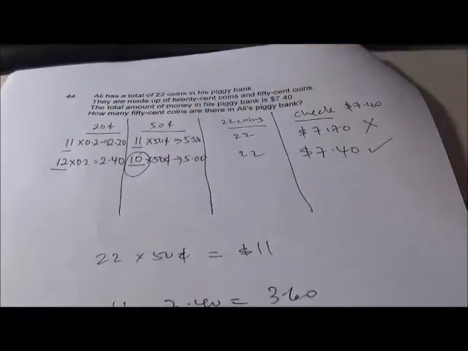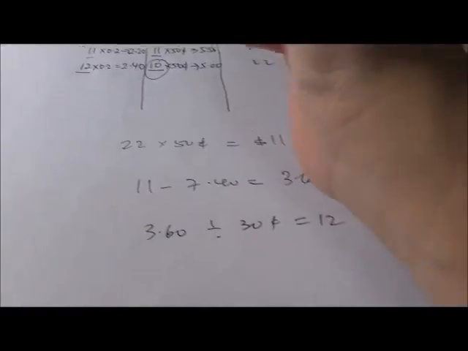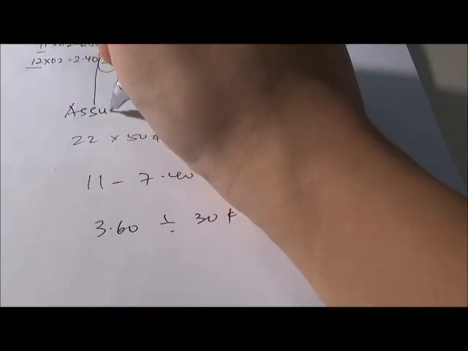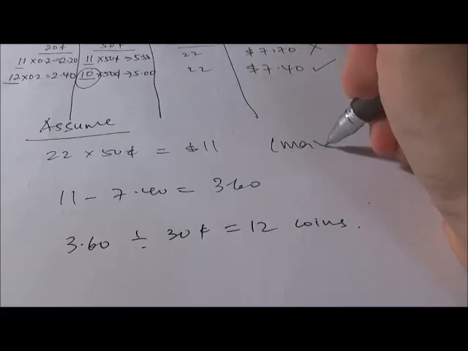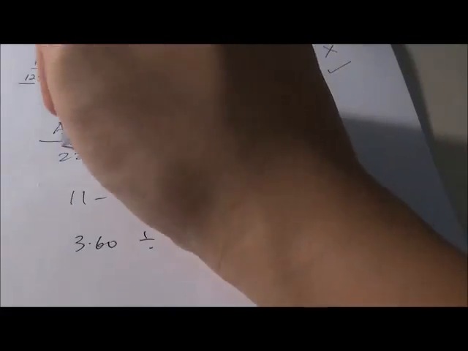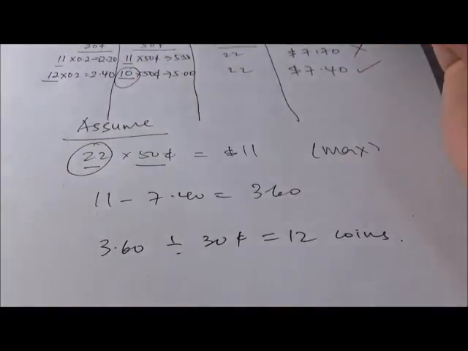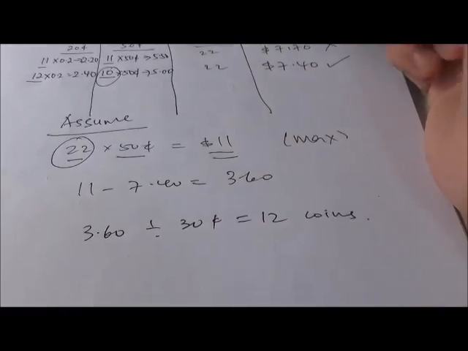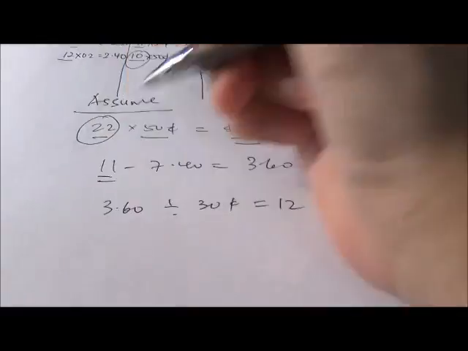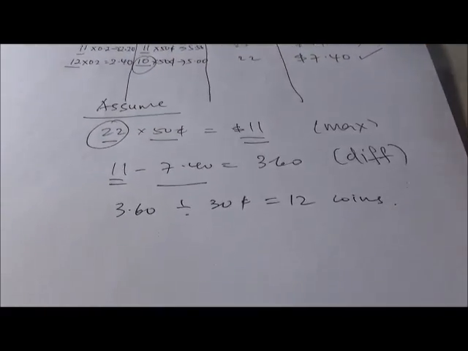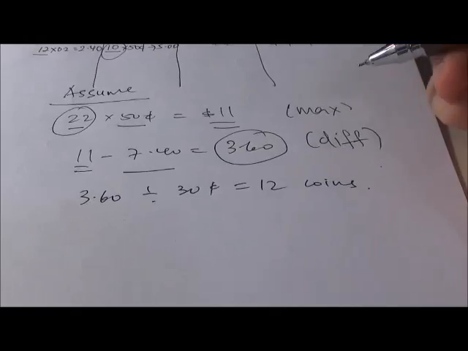Okay, back to question 44. There's another method called the assumption method. Okay, I'm just going to go through quickly. Hope that you know. First of all, you always find out the maximum first. So the maximum is, what if all 22 coins are 50 cents? That will give us $11. We always find the difference. So we have $11 minus $7.40. That will give us $3.60.